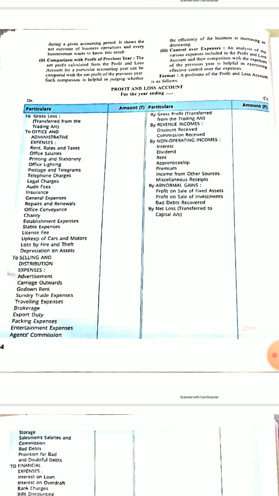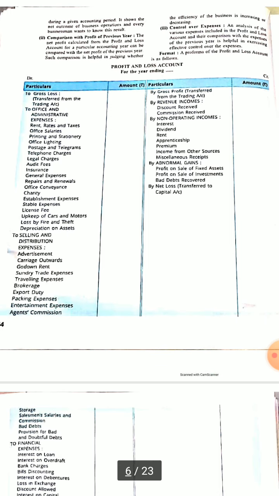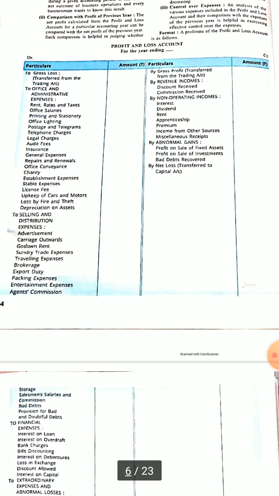Again, then come other expenses like office and administrative. Under that: rent, rates, taxes, office salaries, salary of the staff, printing and stationery, office lighting, postage, telegram, telephone charges, legal charges, audit fees, insurance, general expenses, repairs and renewals, office conveyance, charity, establishment expenses, stable expenses, license fee, upkeep of cars and motors, loss by fire and theft. Any revenue loss or revenue expenditure is entered here.